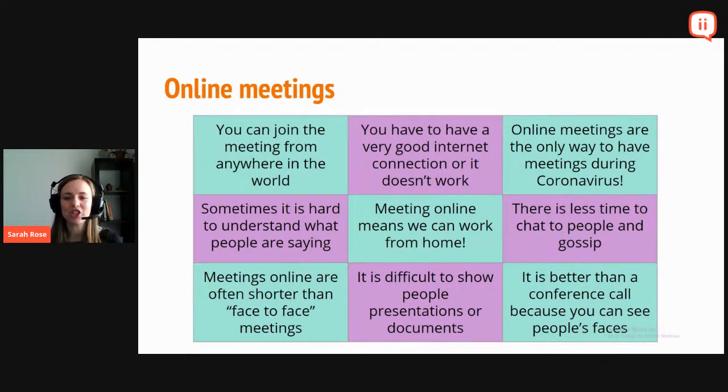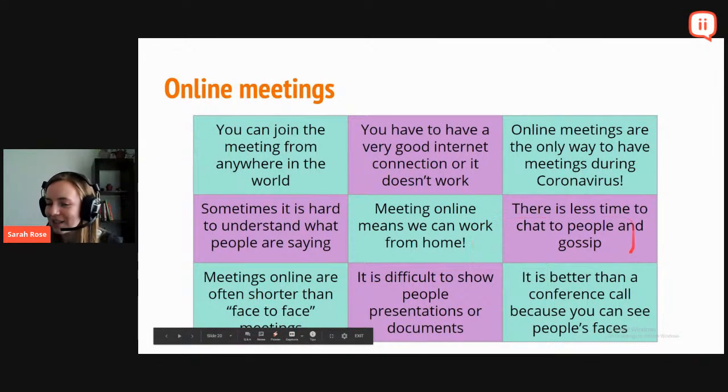There is less time to chat to people and to gossip. This is a disadvantage for me because I like to gossip. But maybe if you hate small talk and gossiping in meetings, this is actually a good thing that we have shorter meetings because we don't spend time gossiping.